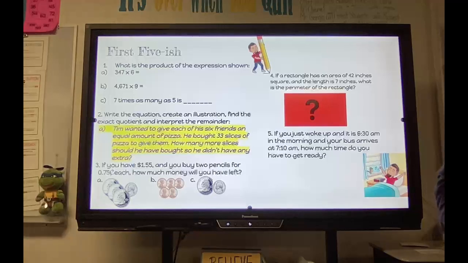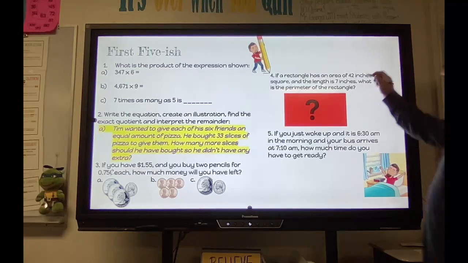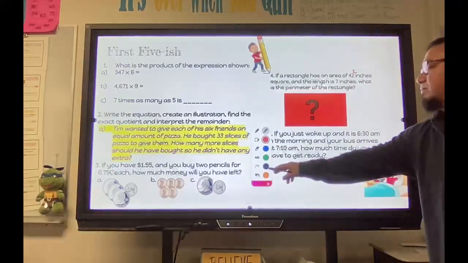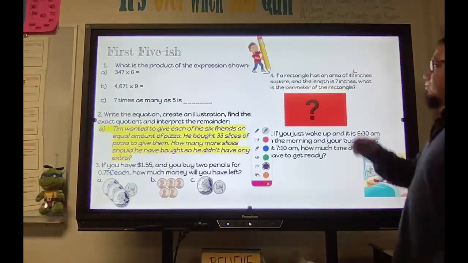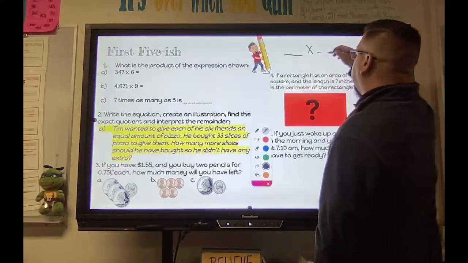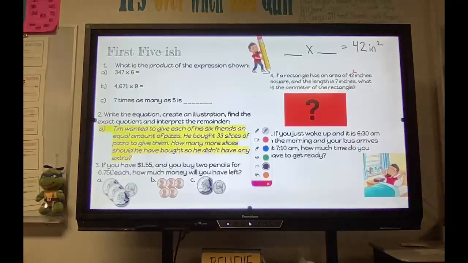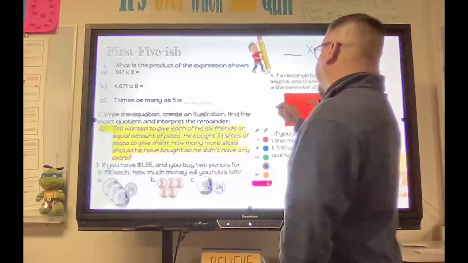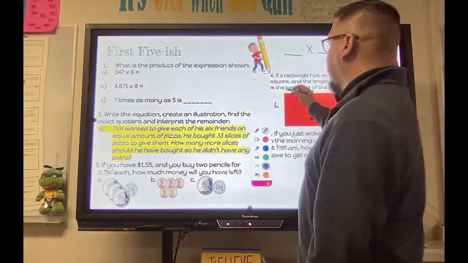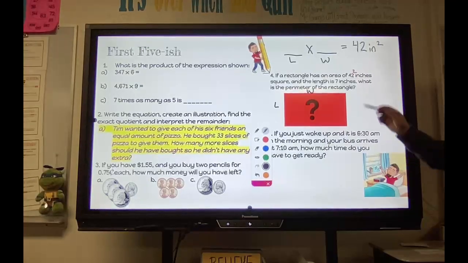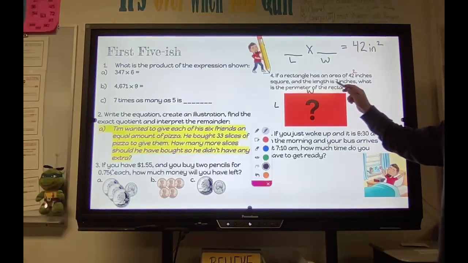The next one. Number 4, if you have a rectangle and the area is 42 inches square, I couldn't put the little 2 on it, but that means something times something equals 42 inches square, okay, that's area. Remember, to find area, you need to multiply the length and the width, and it's going to get 42. Now, we don't know those yet. Got to keep reading.